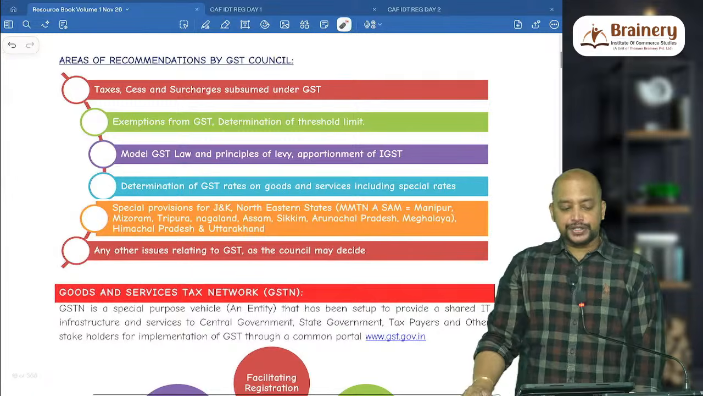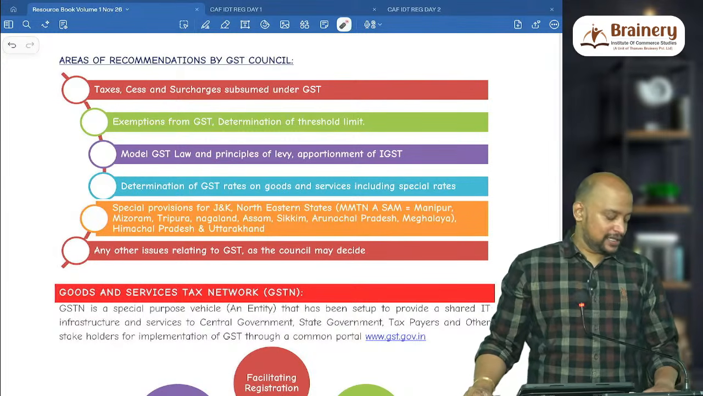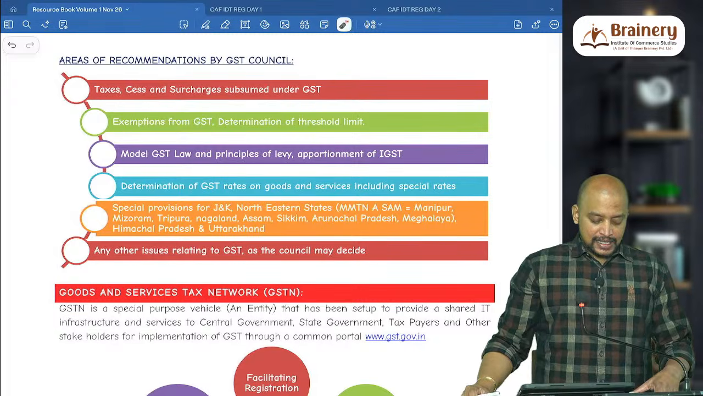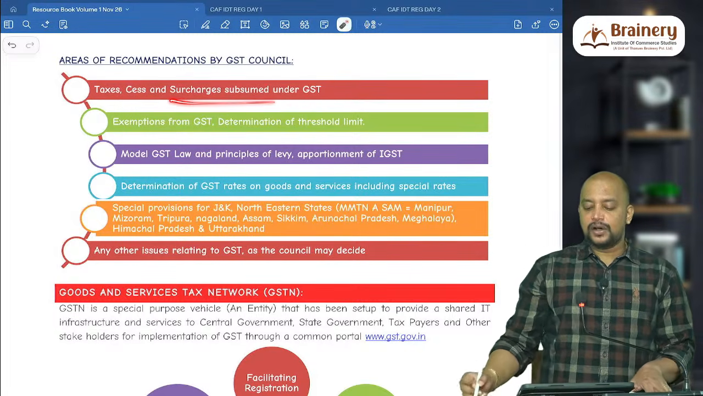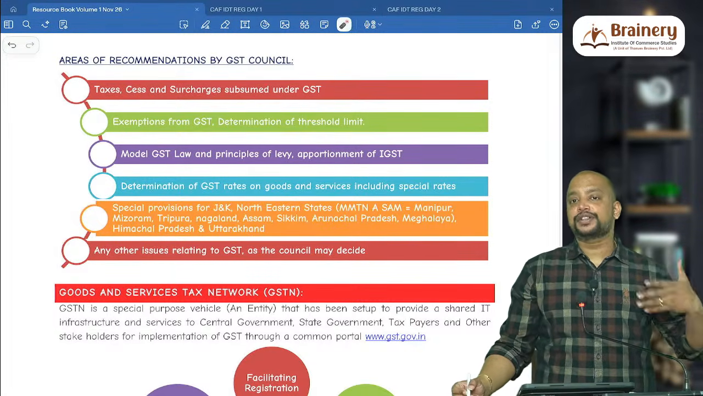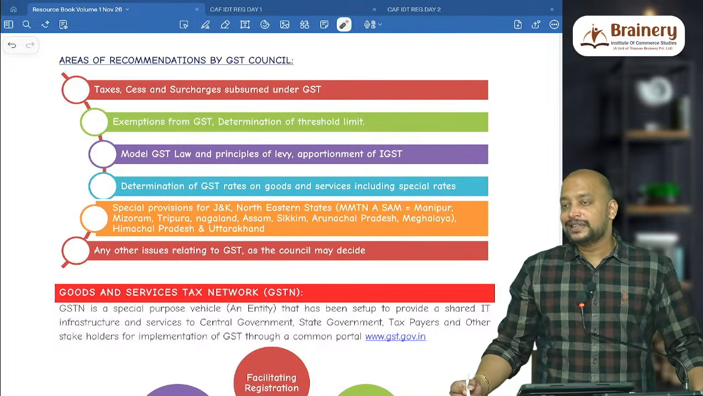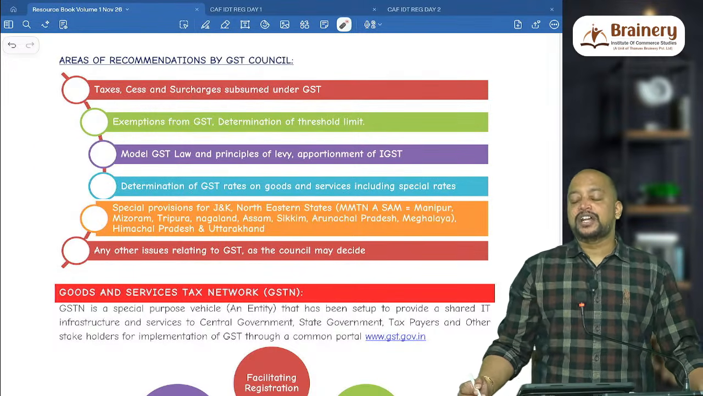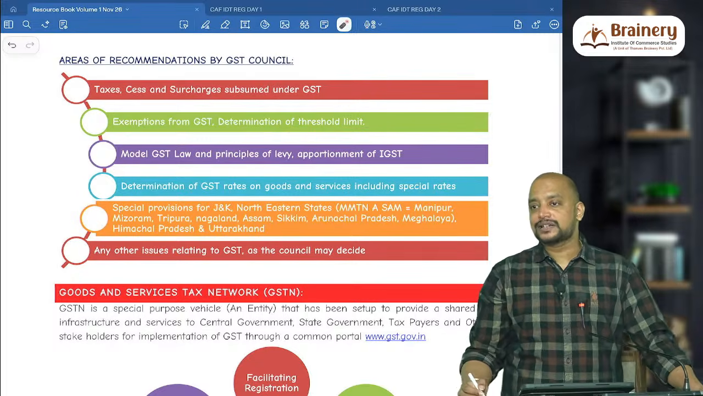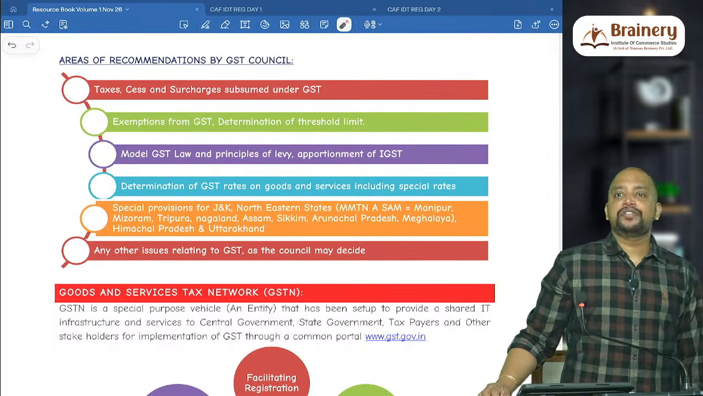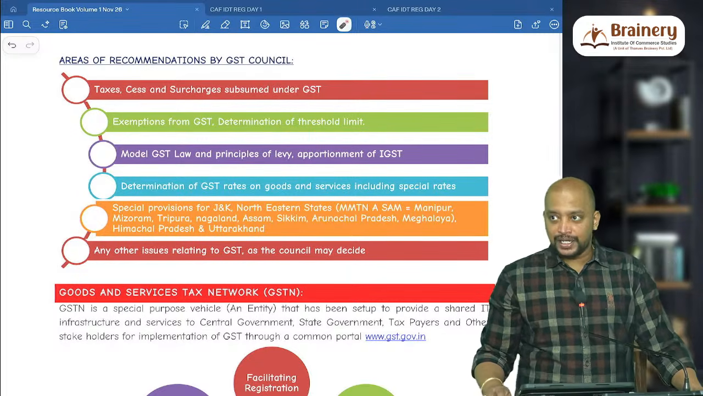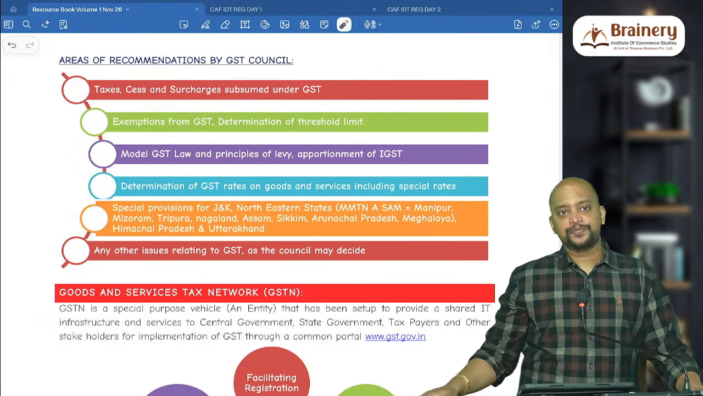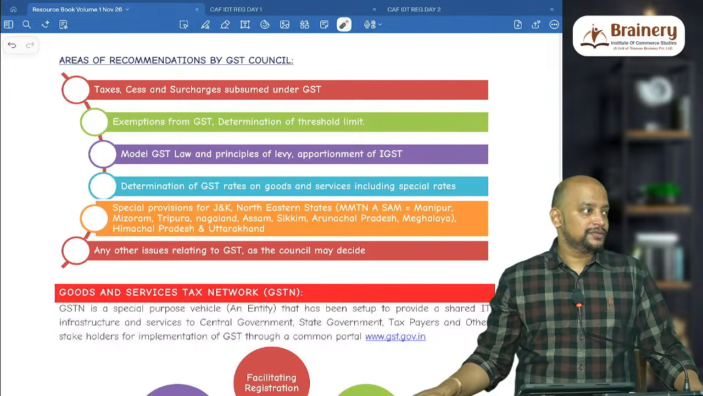What are the areas of recommendations by the GST Council? Say this: taxes, cess, surcharge, all these are subsumed into GST. What are the taxes to be subsumed in GST? That decision they will take. Granting exemptions from time to time and fixing the threshold limit for the states. So we have different threshold limits for registration now. You know that.